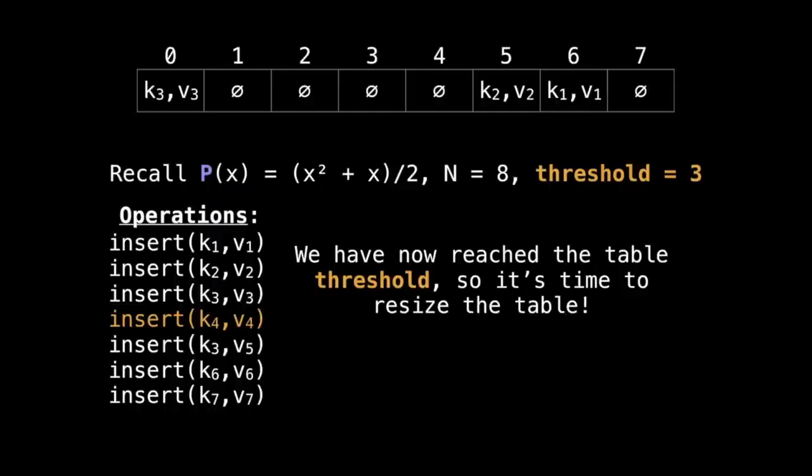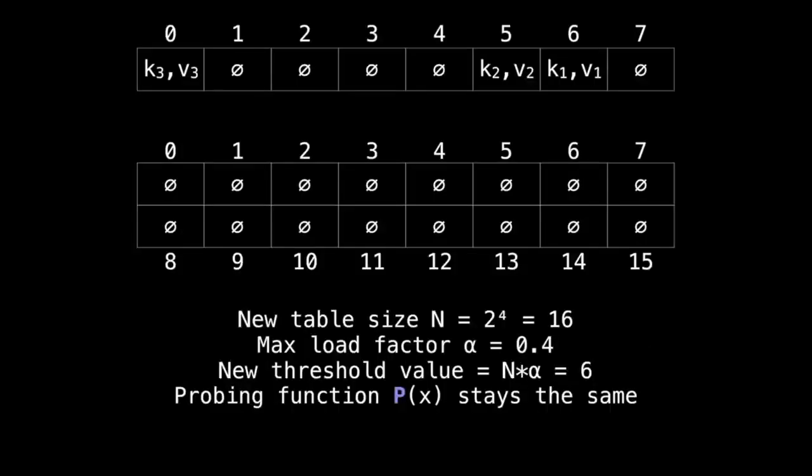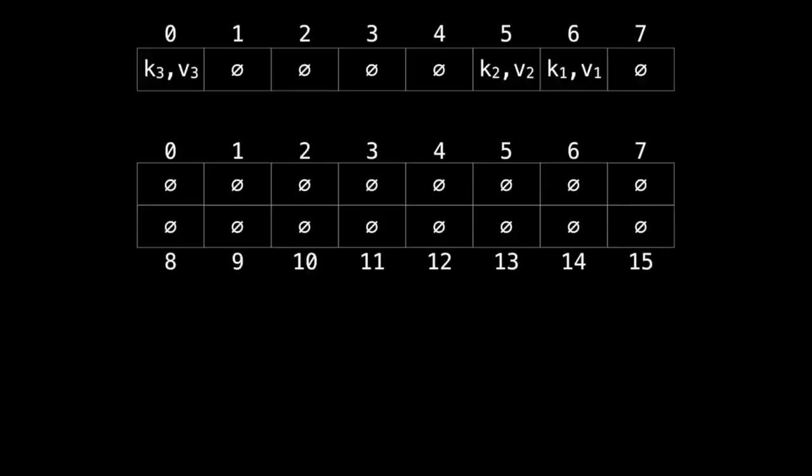the table first. Okay, so let's allocate a new block of memory, and let's double the size of the table to keep it at a power of 2. So our new table size is 16, max load factor doesn't change, however our new threshold is 6, and the probing function doesn't change. So we need to place the entries in the old hash table into the new hash table.